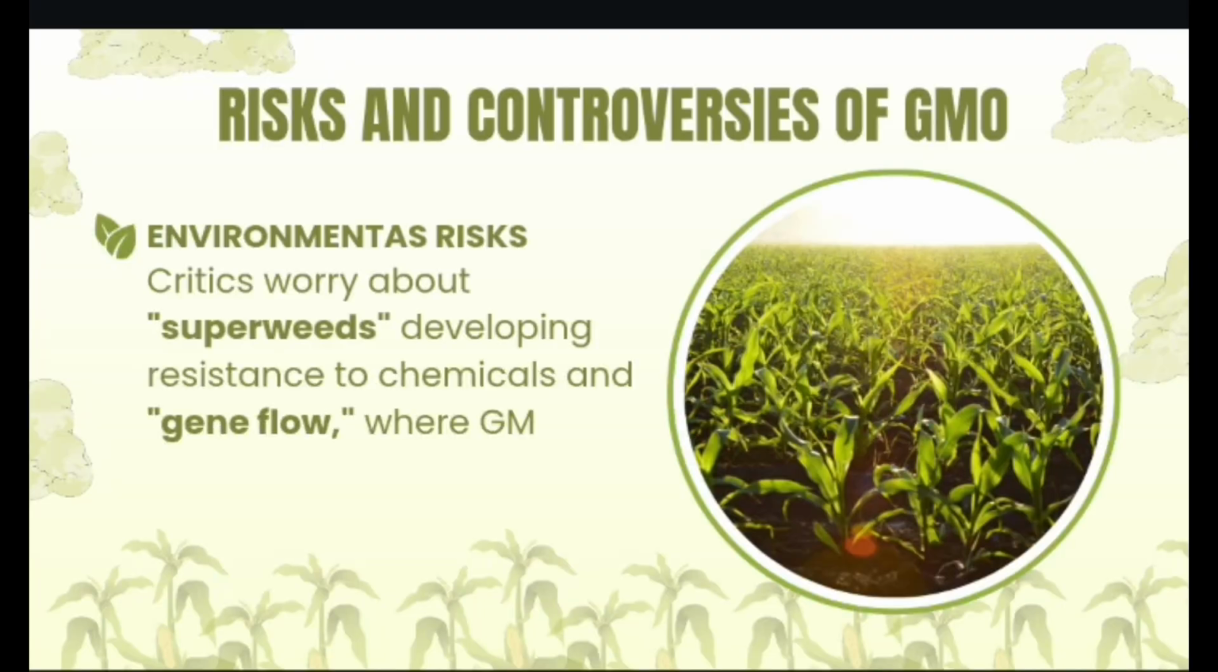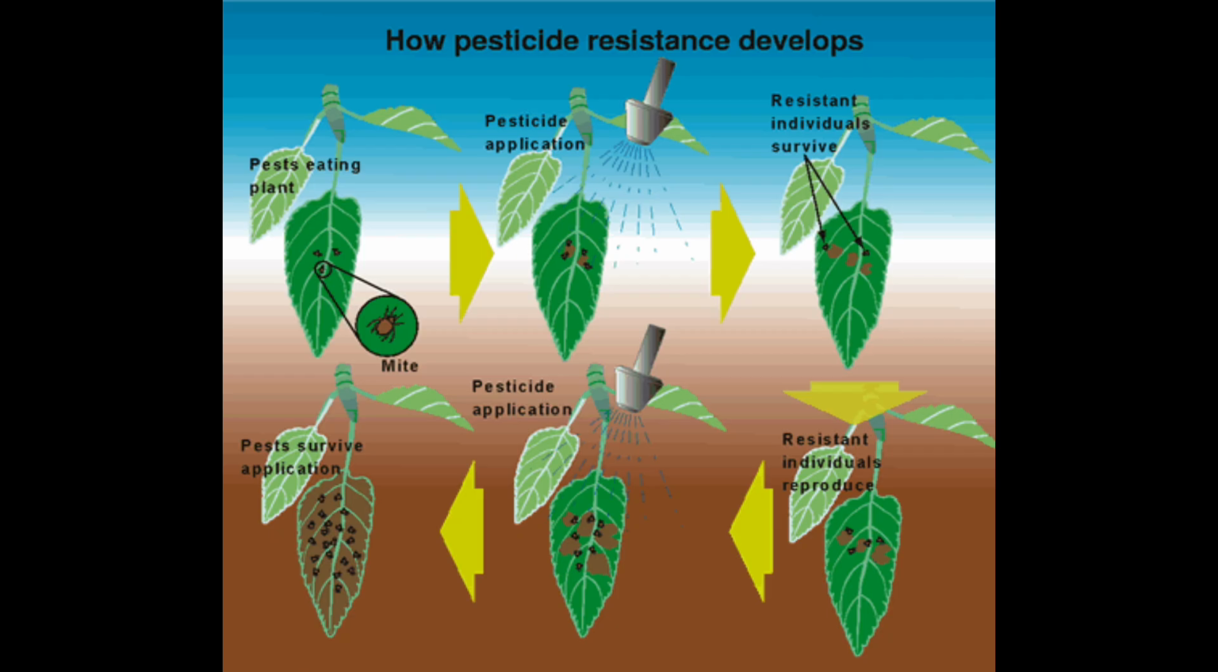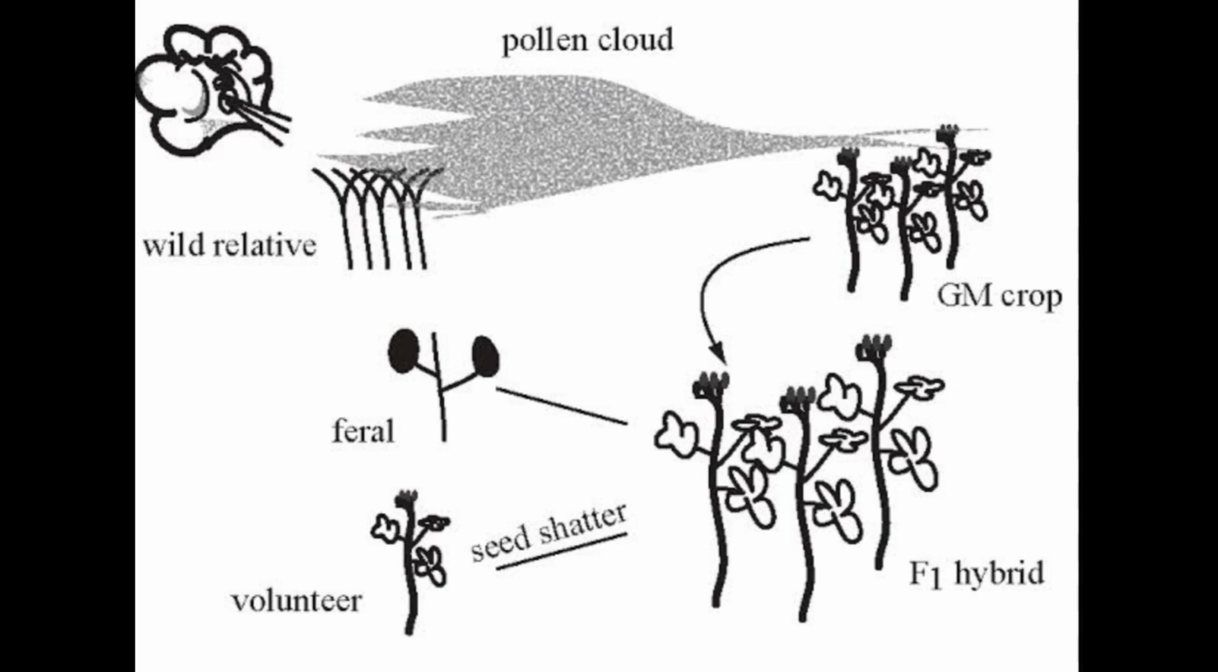Of course, like any technology, GMOs also have possible risks and controversies. First, there are environmental risks. Some people worry that pests or weeds might become resistant to chemicals, creating what we call super weeds. There is also a concern called gene flow, where pollen from GMO plants might mix with organic or wild plants, affecting the natural variety of species.